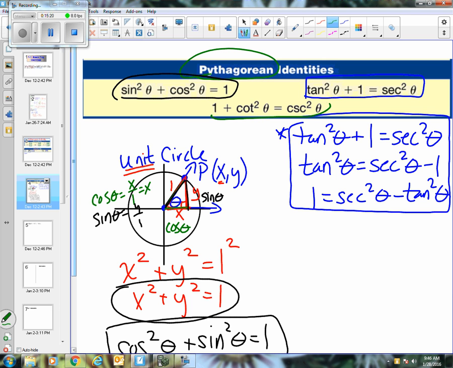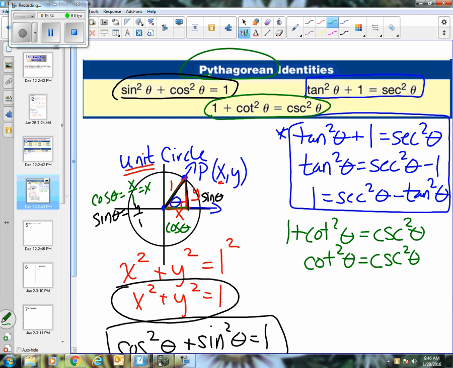All right, so our last Pythagorean identity, and again, I'm not proving these, but they all come from right triangles. We can do the same thing with the original one. What if I solved it for cotangent squared instead? I can move the 1 over, subtract the 1, or I could get the 1 by itself and move the cotangent squared over.